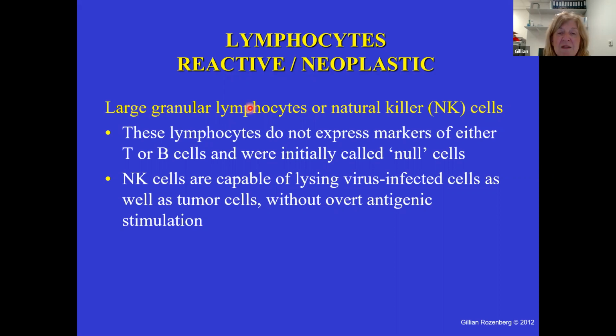The large granular lymphocytes, or the natural killer cells. These lymphocytes do not express markers of either T or B cells and were initially called null cells. Natural killer cells are capable of lysing virus-infected cells as well as tumor cells without overt antigenic stimulation.